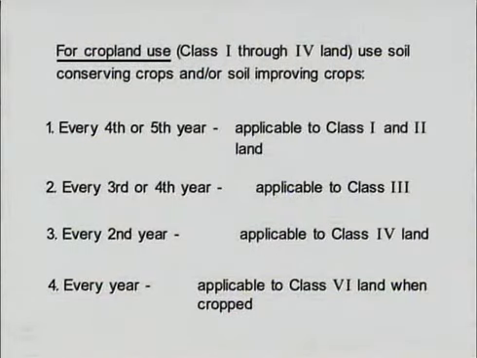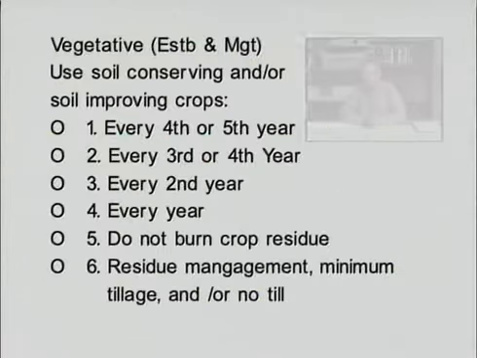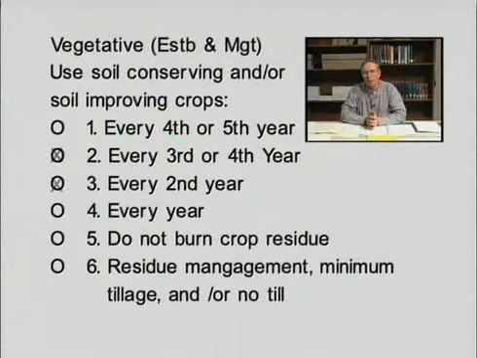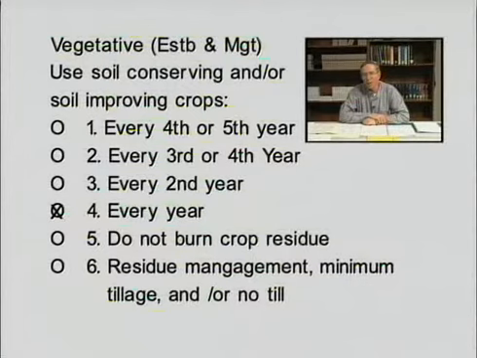So if we're above class 4 land and we are cultivated cropping, that's when we would use the soil conserving or soil improving crops every year. So basically we're going to check either item number 1, 2, 3, or 4 on a cultivated land site, but only one of those factors. So they're mutually exclusive of each other. You would never check more than one of the items 1 through 4 on this vegetative management portion of the scorecard.